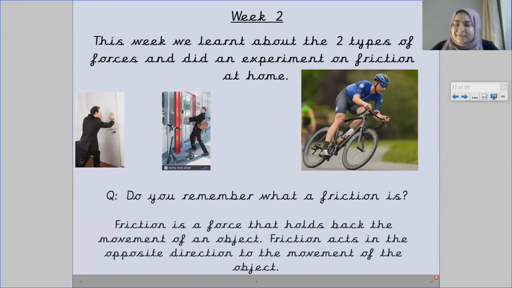So friction is a force that holds back the movement of an object. Friction acts in the opposite direction to the movement of an object. So let's pretend my hand, you've got a pen and you've got a magnet. Friction is when they move in opposite directions.